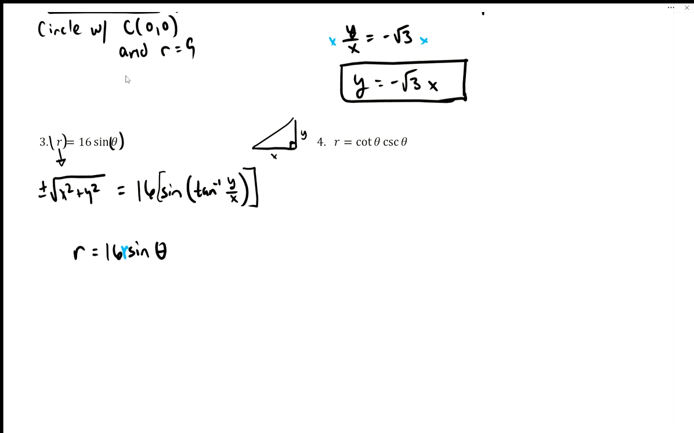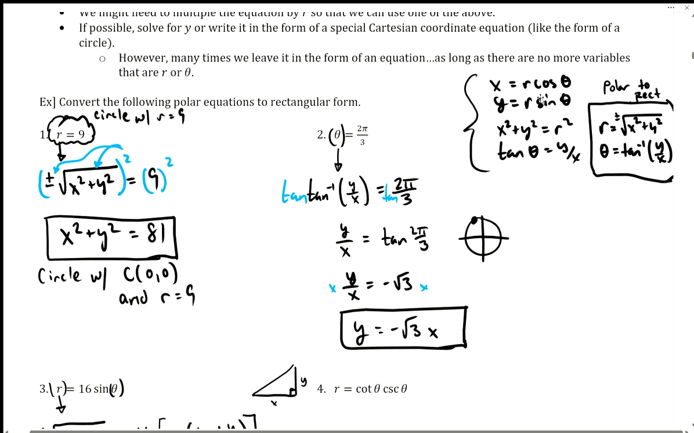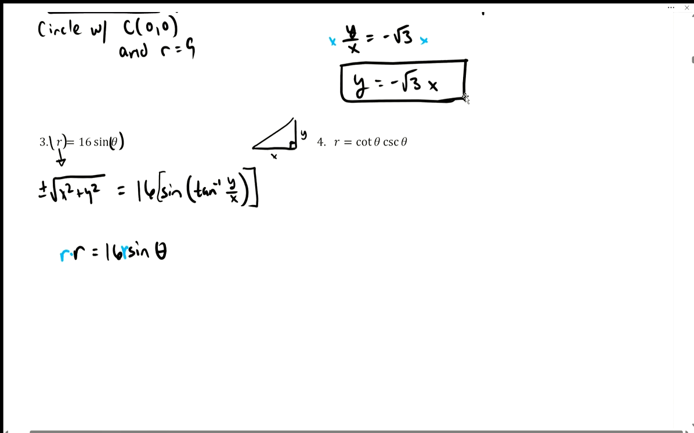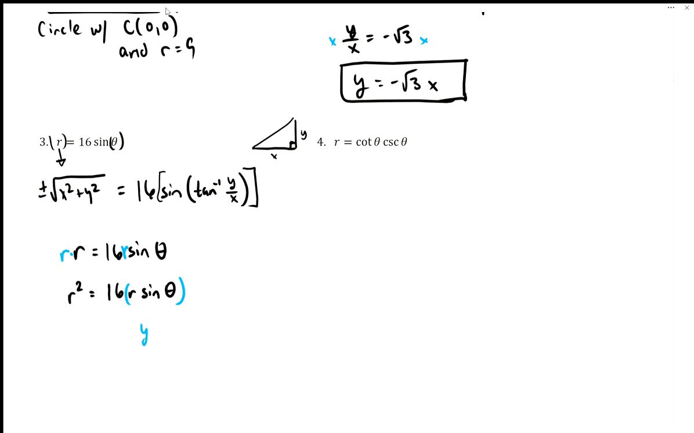And so what I'm doing is multiplying this side by r, which means I would also need to multiply the other side by r. Okay, so if I see a sine function without an r on it, I'm making it to where I have one. So that way I can just change it to y. Okay, so then we can change this into r squared. So r times r is r squared. And then 16r sine theta, just rewriting it. And then we can say, well, this here is the same thing as just y. And then 16 still there.